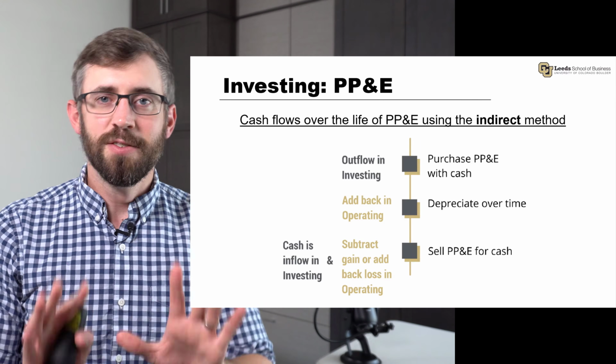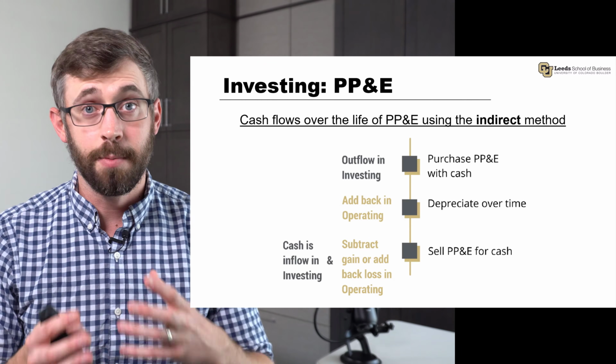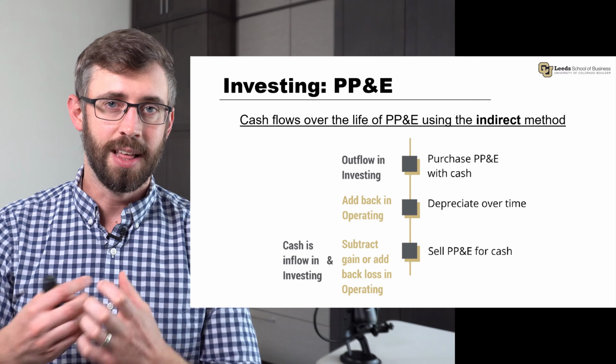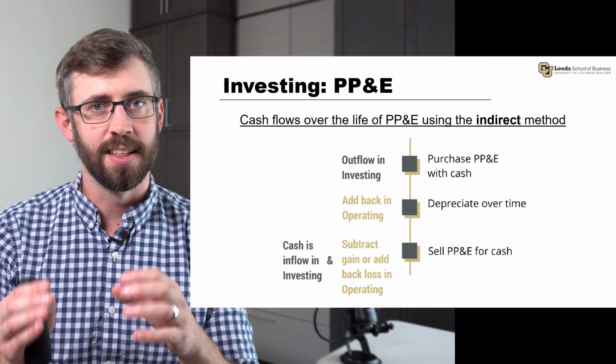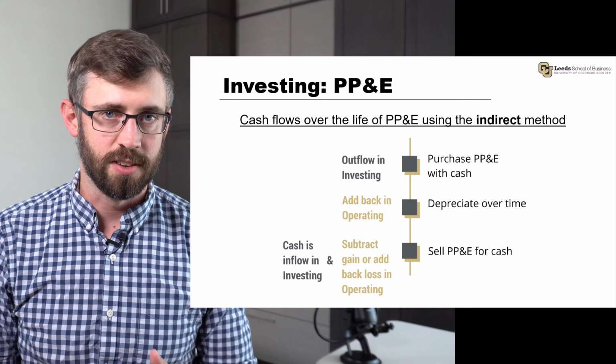Now, it gets even more complicated, unfortunately, when we decide to sell a piece of PP&E, because there's going to be kind of two pieces to this sale. We're going to have a cash inflow, and the cash we receive from the sale goes in the investing section. That's kind of the easier piece of this. We're also potentially going to have a gain or loss on the sale.